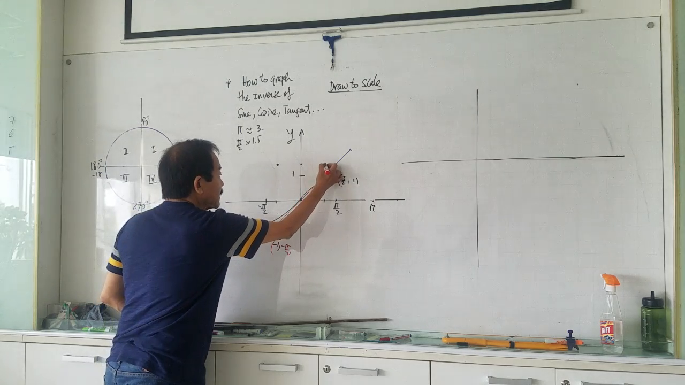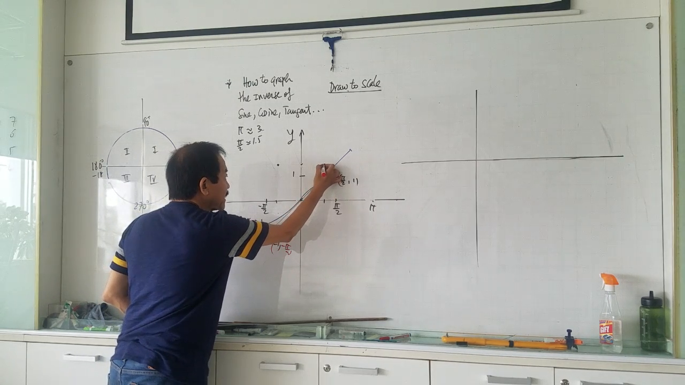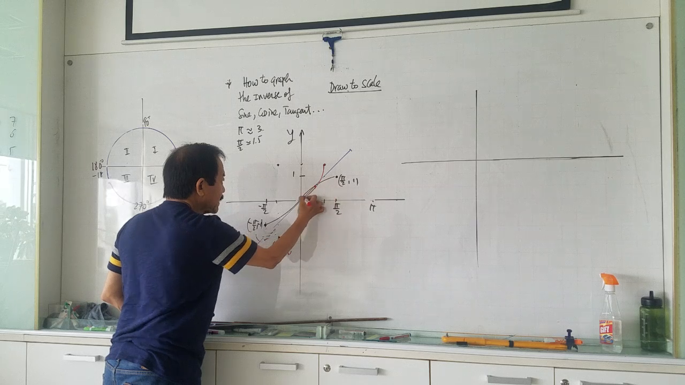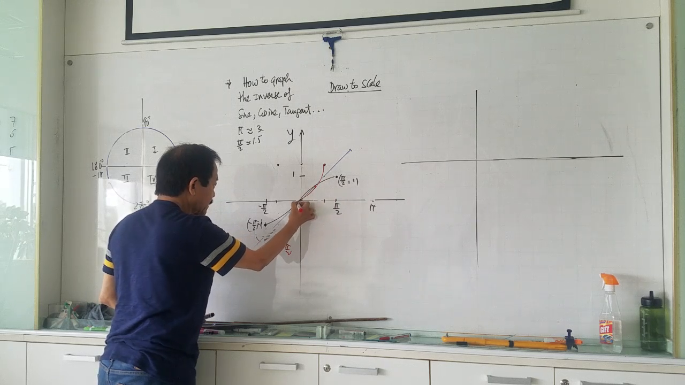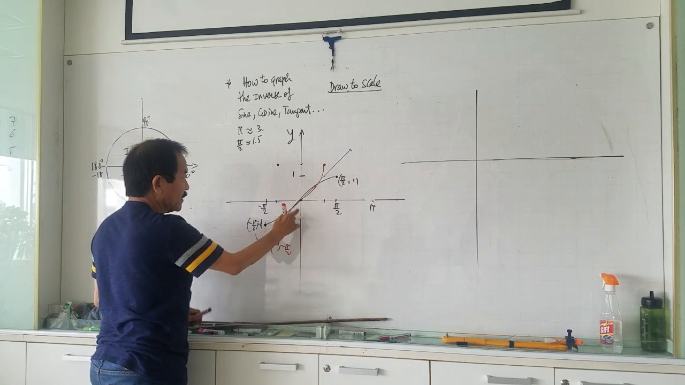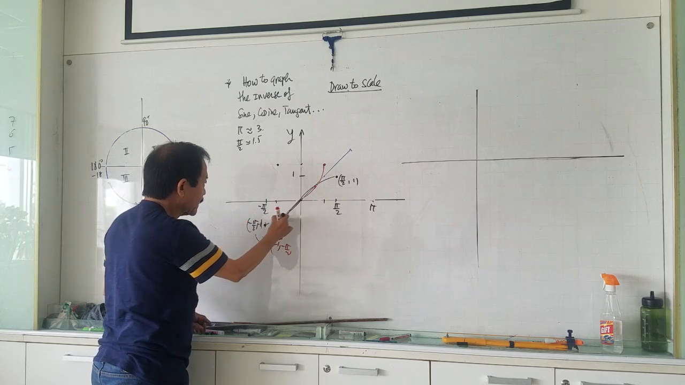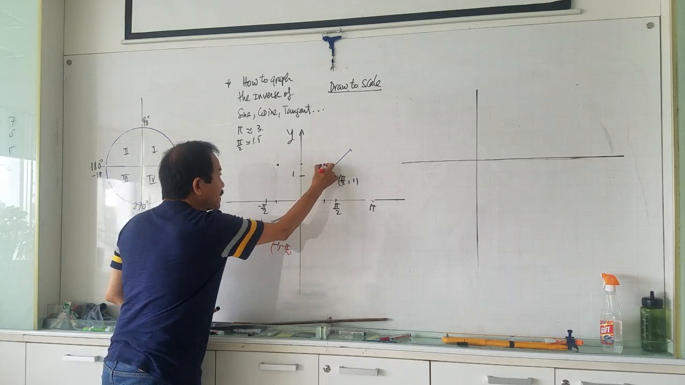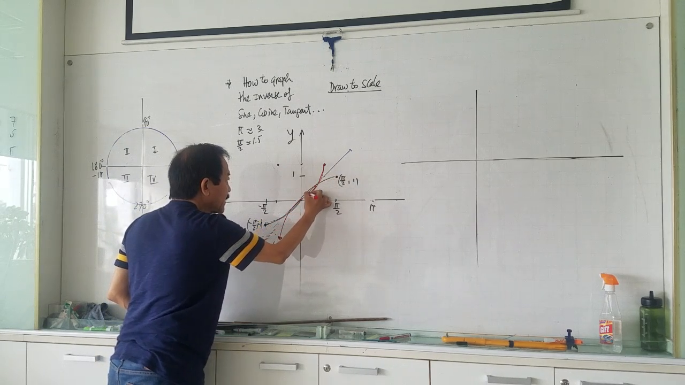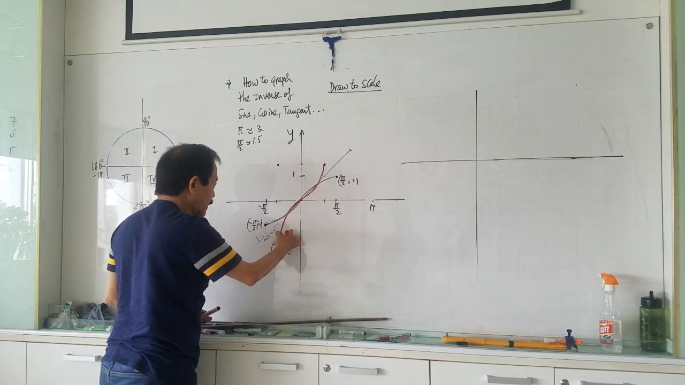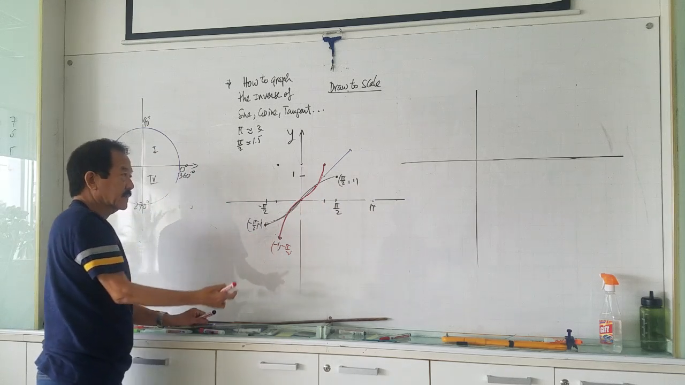So then you graph the inverse like this. They share this point, go like this, and you go like this. So they invert each other, okay, like this. So now this one is the inverse of sine, okay, that is sine inverse.